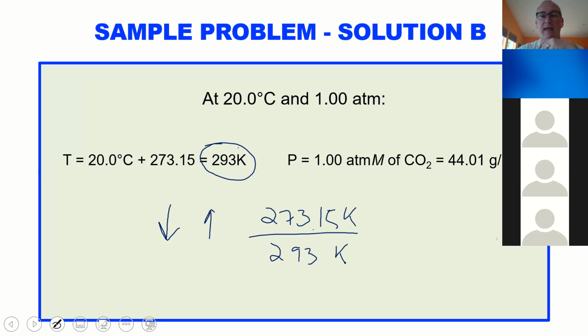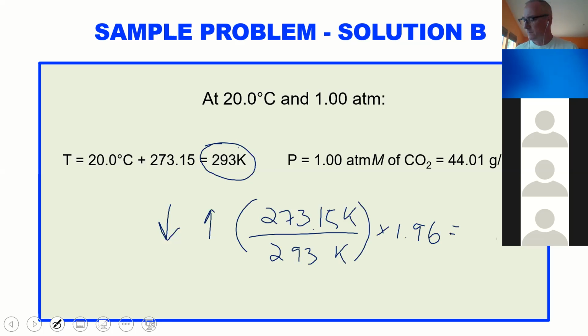We know that temperature and density should be inversely related. So as one goes up, the other goes down. As the temperature goes up, our density should go down, by this ratio. So we take this times our old density, 1.96, and we should get our new density. We'll do it this way, and we'll see if it agrees with doing it by plugging everything back in.